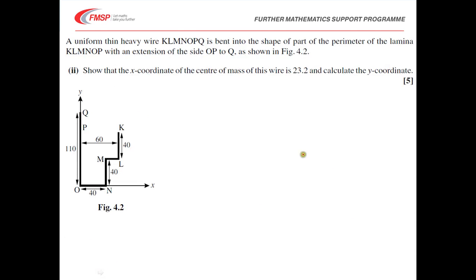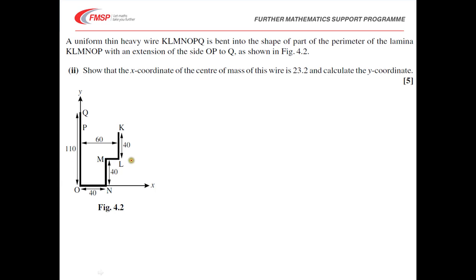In the second part of the question, the shape is similar, but instead of being a lamina this time, we're dealing with a wire, a heavy wire, which is bent into the shape of part of the perimeter of the lamina.